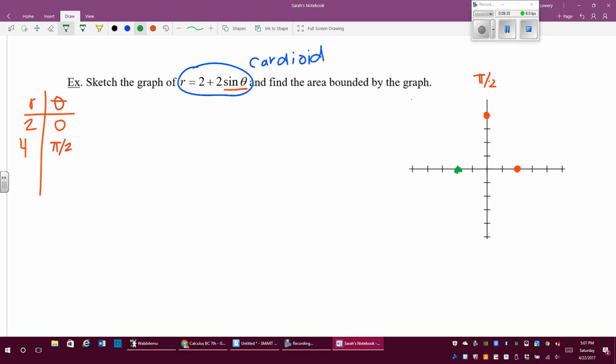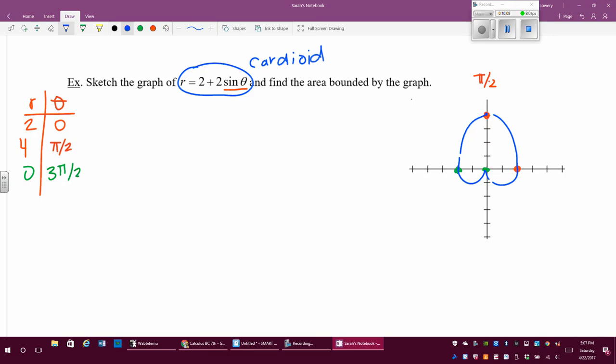And I could test another point if I really wanted to, like I could test 3 pi halves. If I plug in 3 pi halves, sine of 3 pi halves is -1. -1 times 2 is -2. -2 plus 2 is 0. So I know that this thing is going to do that and make my cardioid shape.